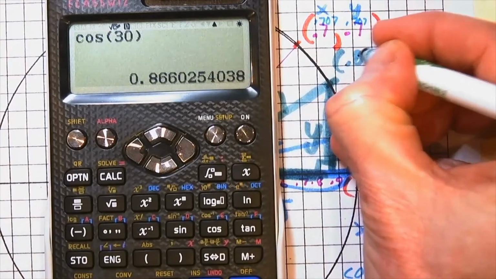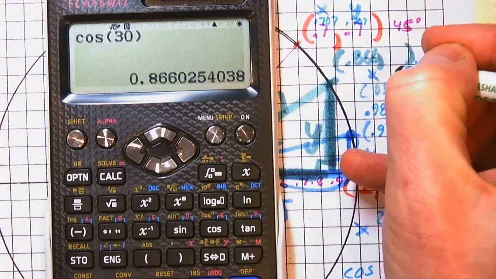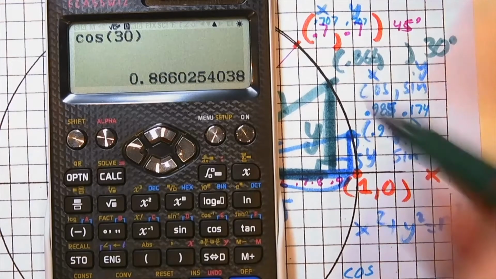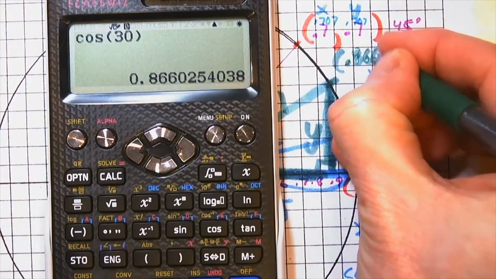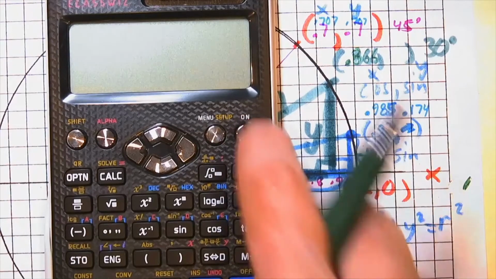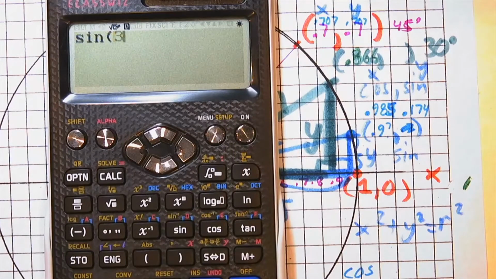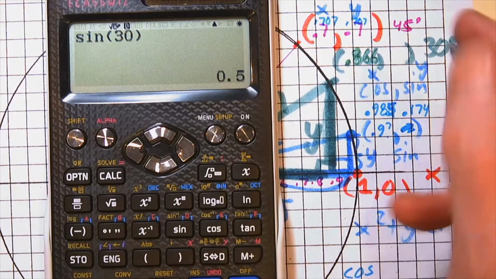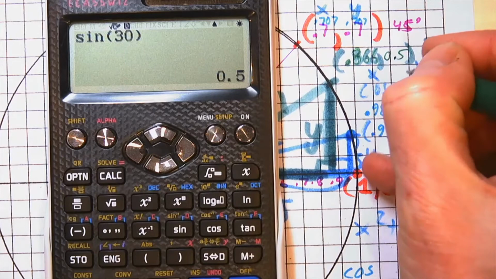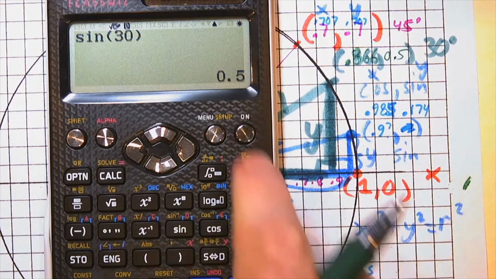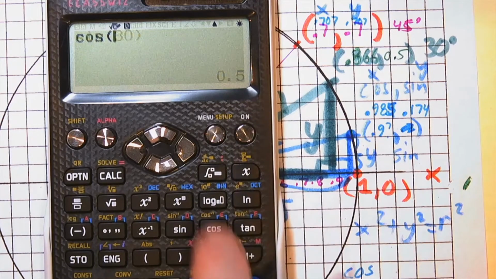0.866, okay, 0.866. Okay, that pen's a little not so great, but try this one a little better. Try getting green. 0.866. And how about the height? Okay, y, sine is the height. Sine of 30, and I got, oh, that one's exact. 0.5, okay, 0.5. Okay, let me go back to something here. Let me go back to cosine of 30.